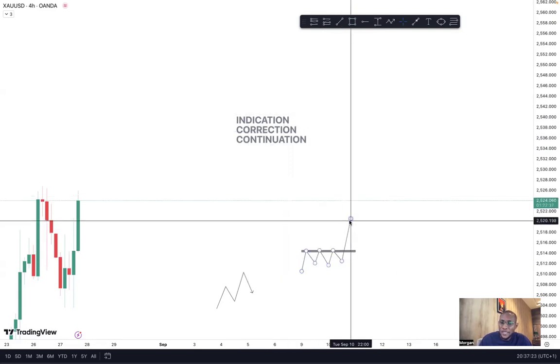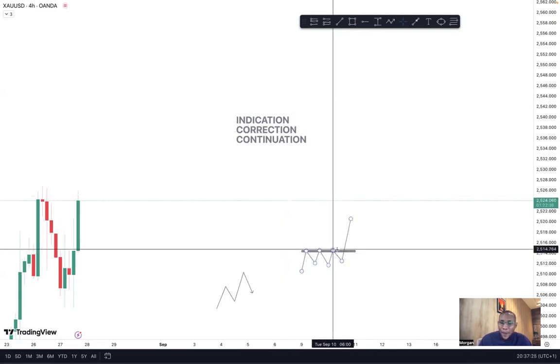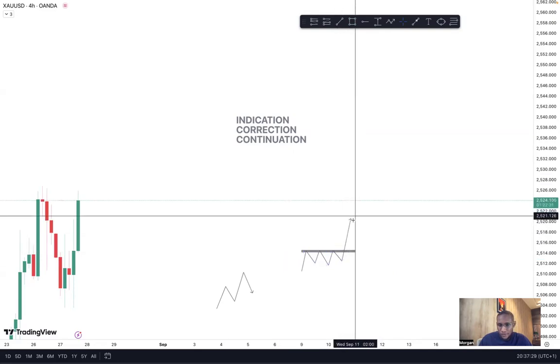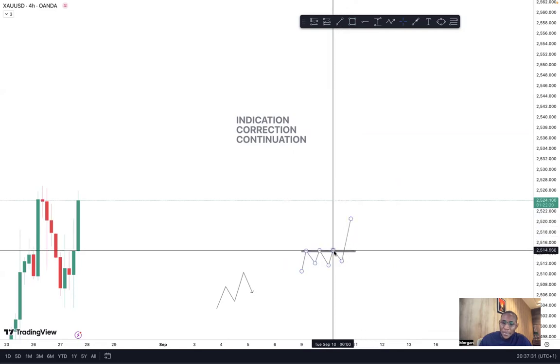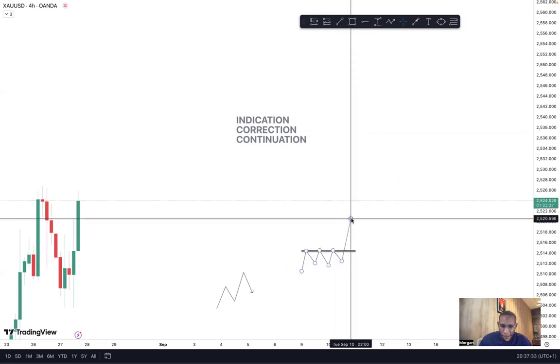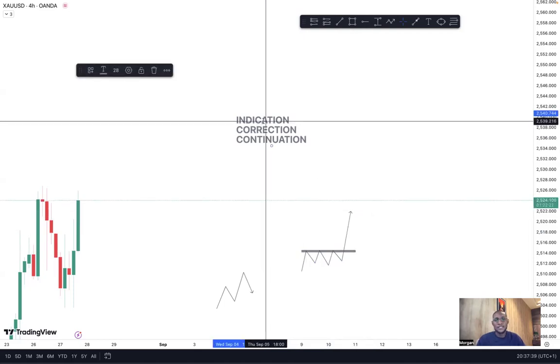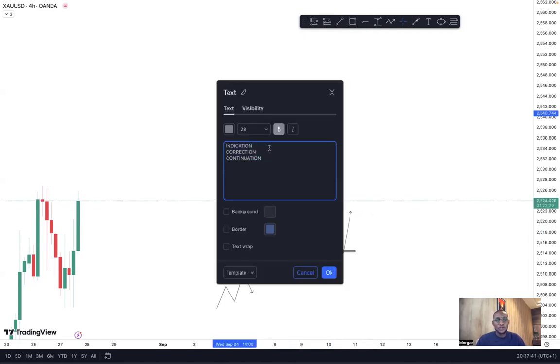Price indicates to me that, hey, above this level, I can go this high. Price is telling me, above this level, I can come this high. Now, the reason why I don't trade this first one is that in my system, you don't trade this indication, right?